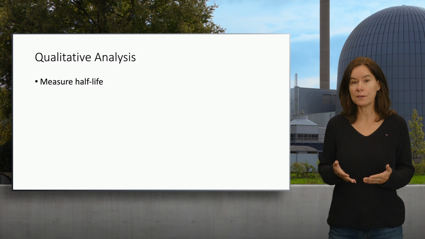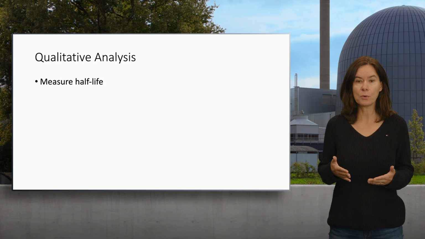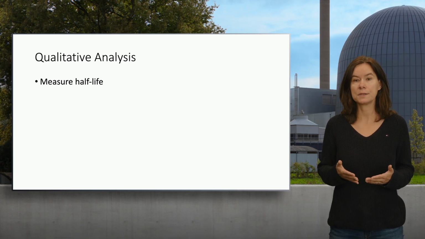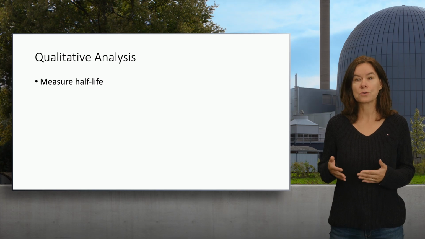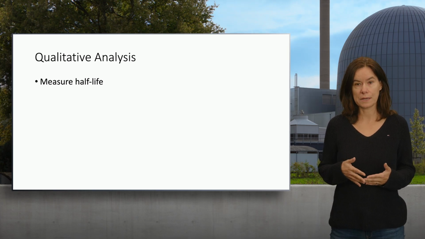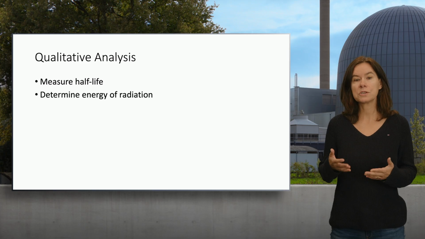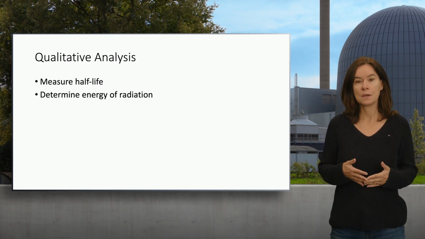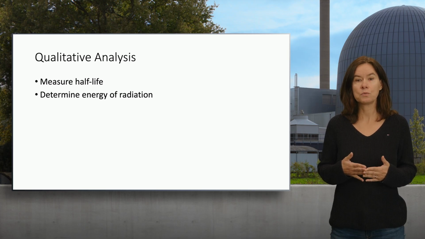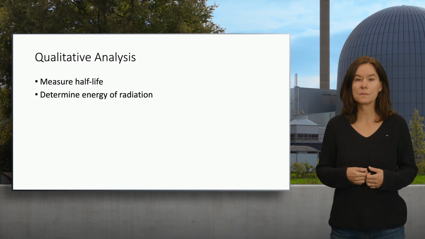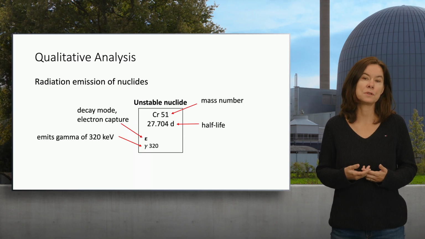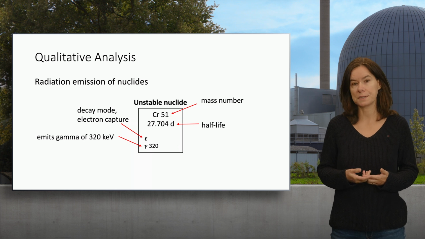We can measure the half-life by performing measurements at different time points and compare it with tabulated data. But this approach doesn't work that well for very short-lived or very long-lived radionuclides. We can also measure the energy of the radiation being emitted, but to perform qualitative analysis using this data, we will need to know what type of radiation with what energy levels a specific nuclide emits. Such information is typically found in a nuclide chart or in databases.